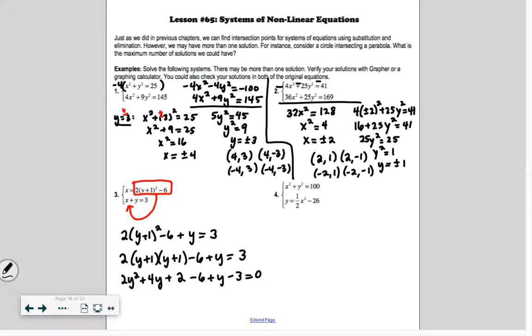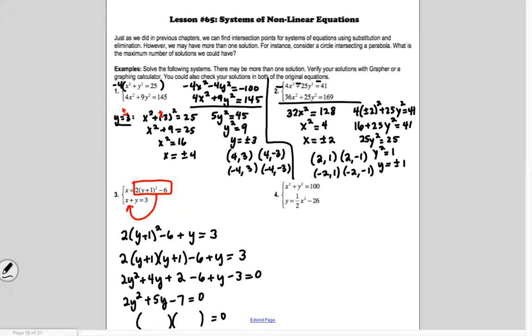Okay, we got y squareds and y's. If we can get them all on one side and we can factor, that's good. So I have 2y squared plus 5y. I have 2 minus 6 is negative 4. Minus 3 is negative 7. Here comes Chuck. There he is. Factor.